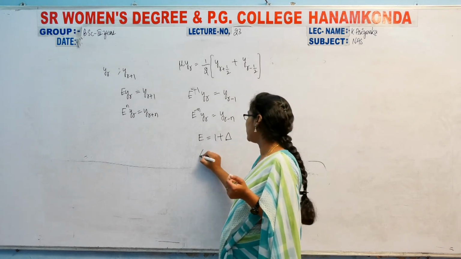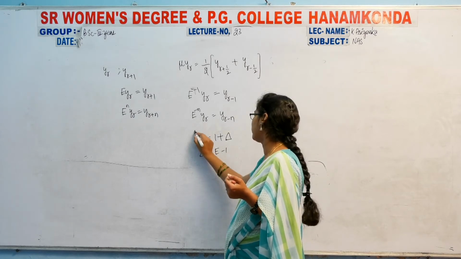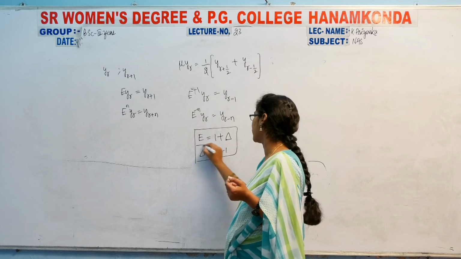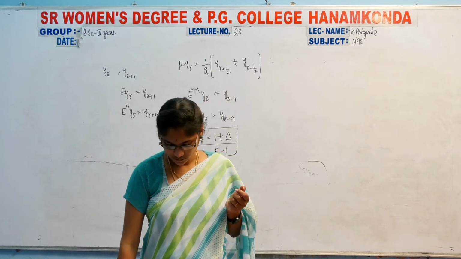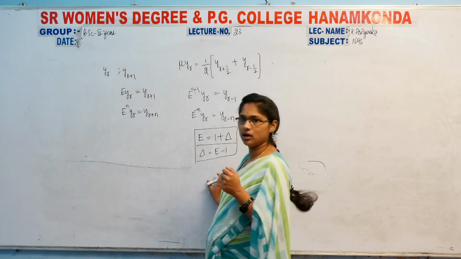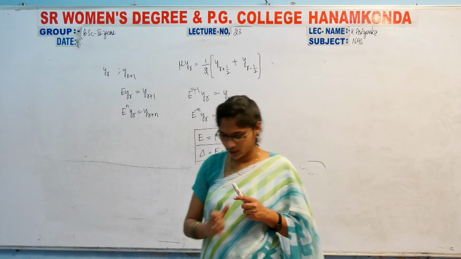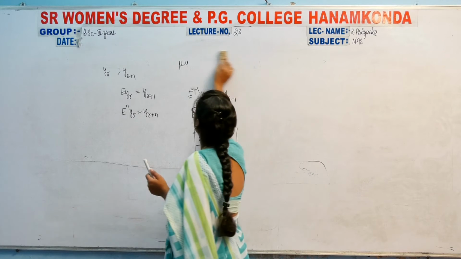And what will be the delta value? It is nothing but E minus 1. You have to remember these two formulas also. E is equal to 1 plus delta. So this is nothing but the value, and if you want to know about the proof, then here we have the proof also.